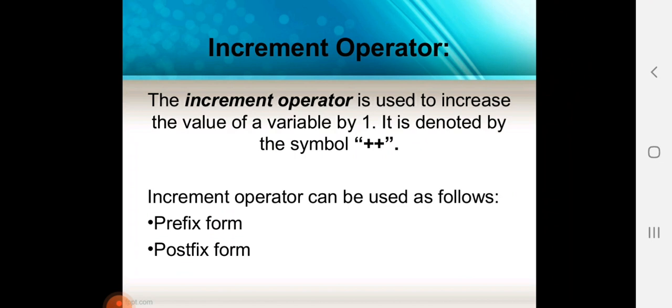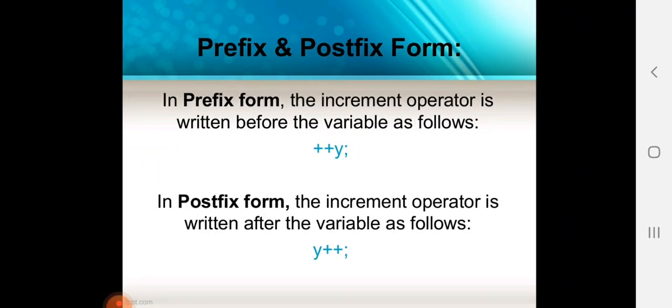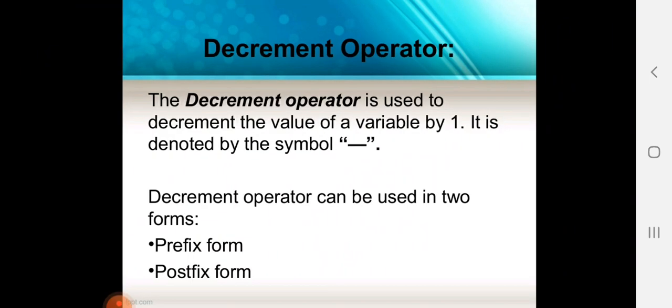And increment operator is used to increase the value of a variable by 1. So how is it denoted? Plus plus. It contains two forms, prefix and postfix. In prefix form, the increment operator is written before the variable. In postfix form, the increment operator is written after the variable.